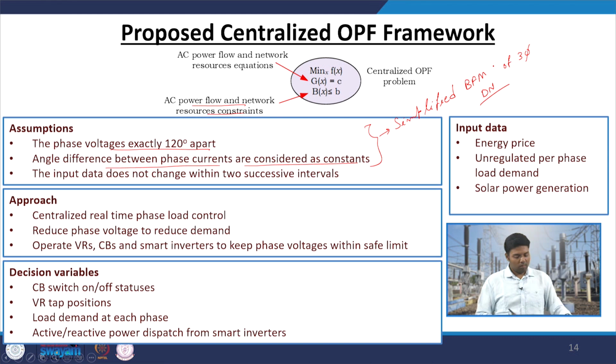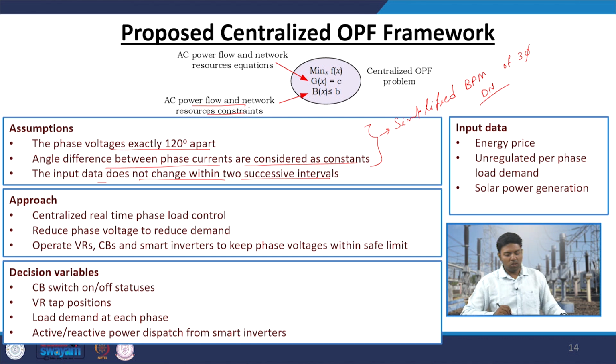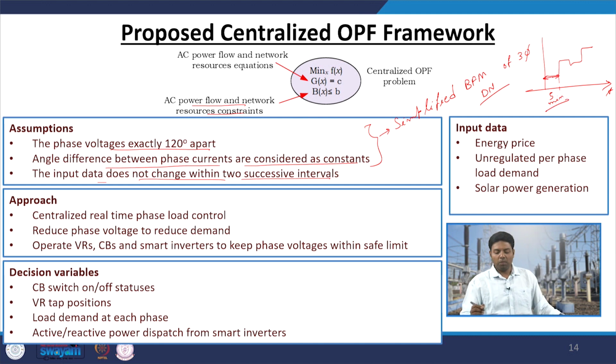We are using that, so the input data does not change within two successive intervals. That means, if we see the time and it is varying, it may be a 5-minute time step, but within that 5-minute duration, your input data, that means your load or solar generation, is not varying. That is our assumption. If you can reduce that 5 minutes, then it is fine, but at least for that time step we are assuming that it is not varying.